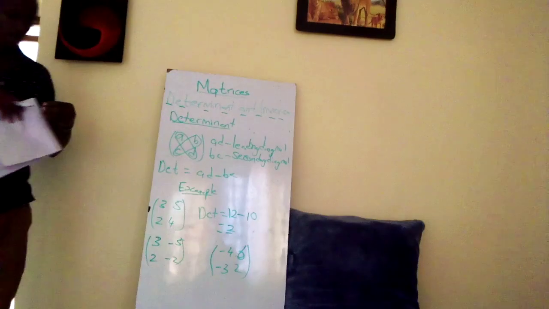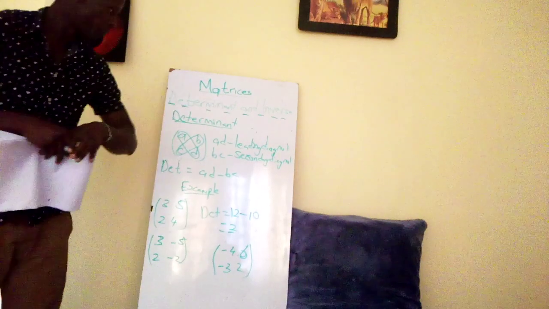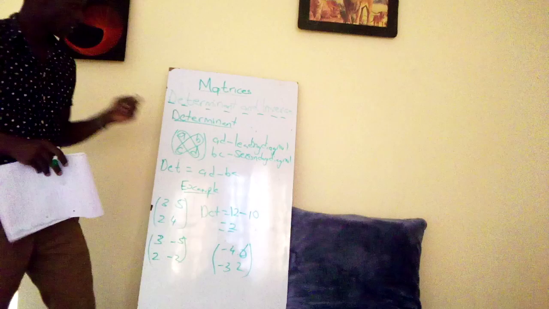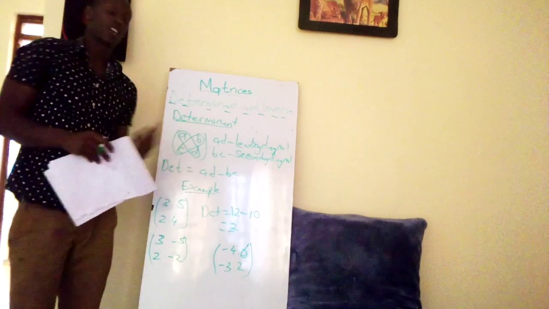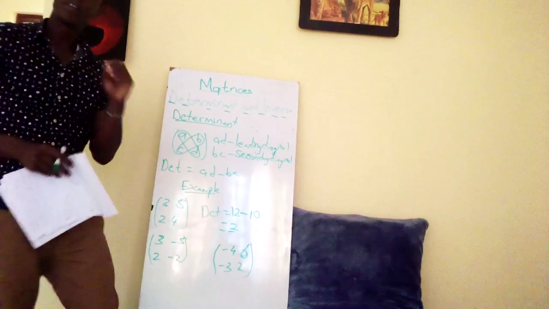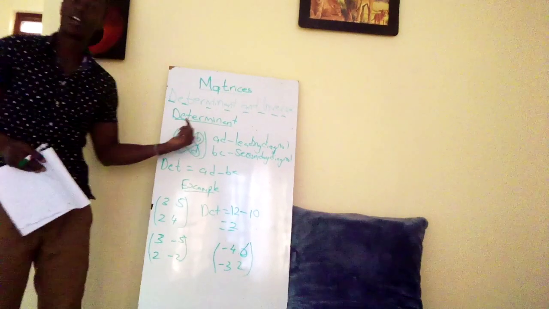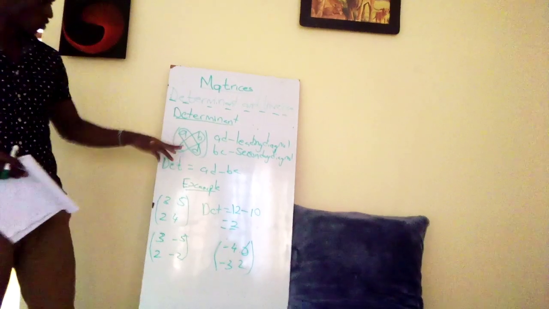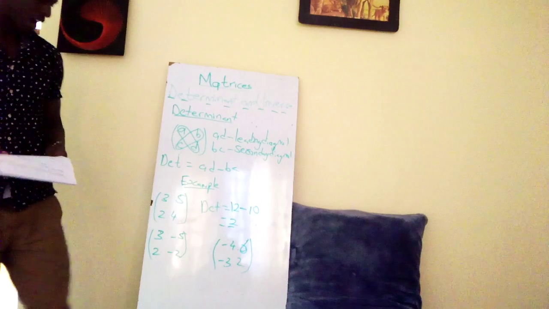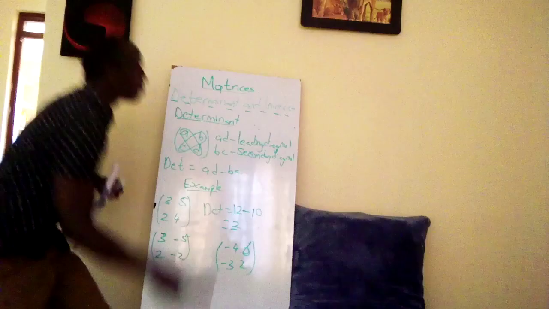So let me just do a review of what I've talked about on determinant. You first have to identify the 2 diagonals. That's the leading diagonal and the secondary diagonal. That's AD and BC. Then to get the determinant, you do product of the leading diagonal minus product of the secondary diagonal. AD minus BC. Easy as that. And you get your determinant. With the determinant, now we can move to inverse.